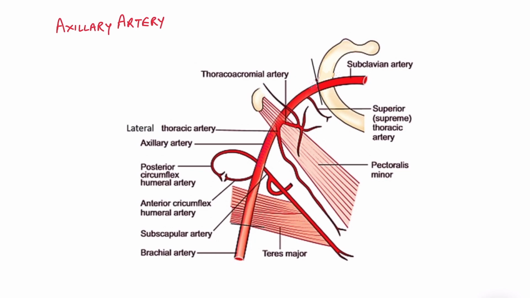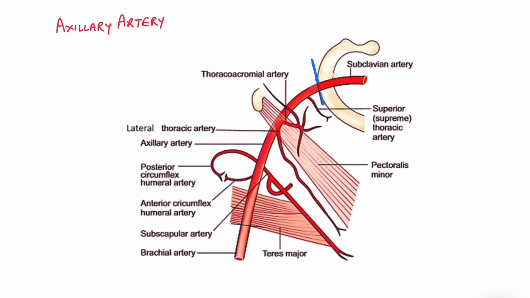Regarding commencement, the start point of this artery is from the outer border of the first rib, where the subclavian artery continues as axillary artery. So you're seeing this line here. This is indicating that it is the start, the commencement of this axillary artery, right? So the subclavian artery terminates at the outer border of the first rib and continues as axillary artery.